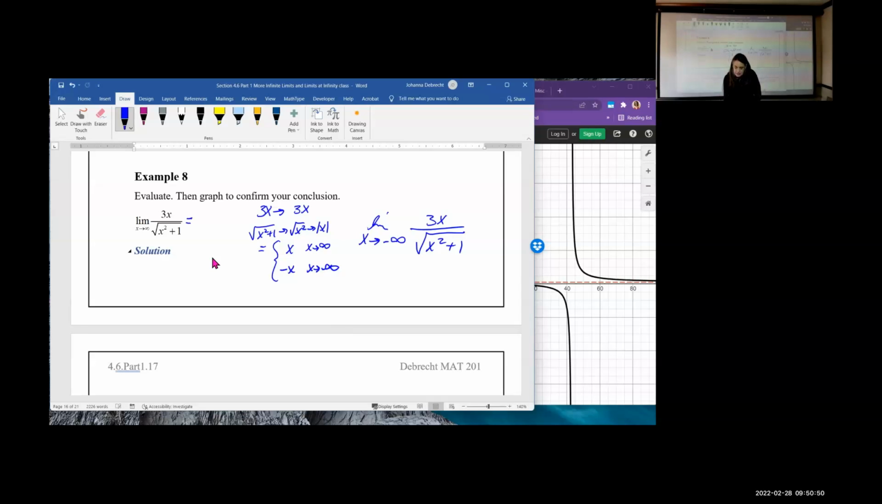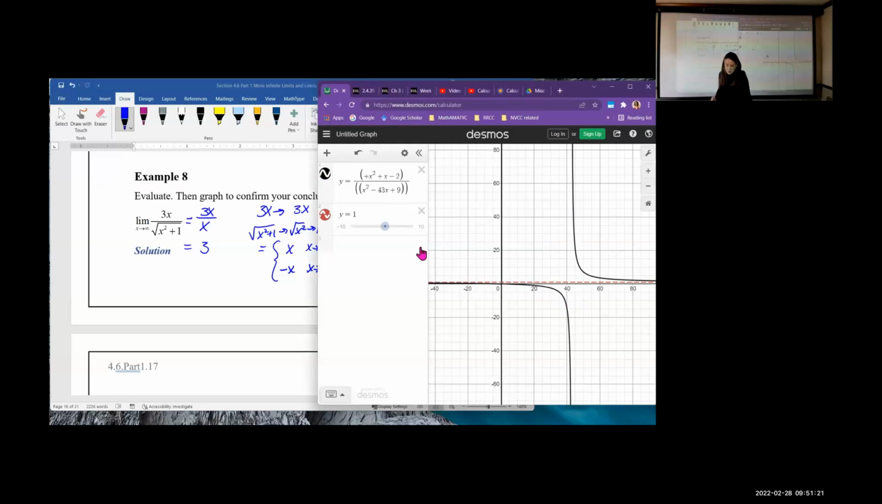I got 3. You got 3. Okay, so you had 3x from the numerator. And since it's approaching infinity, that means that the denominator approaches x. So you got 3. What did you get as x approaches negative infinity? -3. Negative 3. And that's because the numerator still approaches 3x, but the denominator approaches negative x, which gives you a -3. Let's graph this one so that we can see what it looks like.